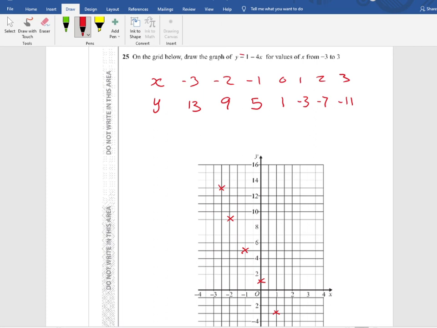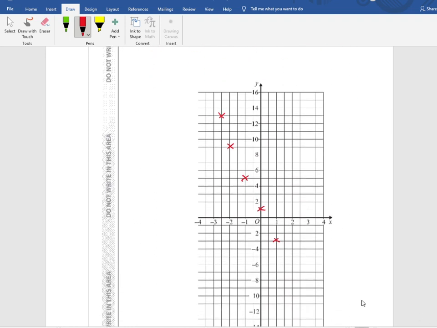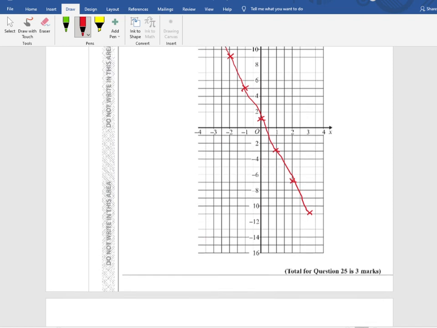So when x is 2, we've got minus 7 and minus 11. So let's just go down a bit. There you go. So they're sort of in a straight line. Well, yeah, that one should have been over there a bit. Yeah, so forget that one. And then do your best, or draw them up.